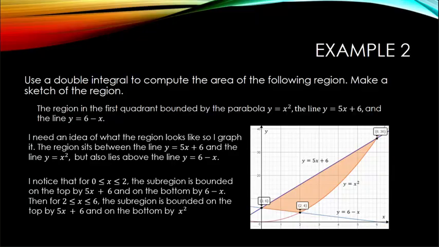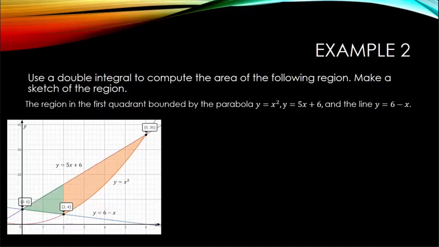This means I'm going to have to break up my integral into two subregions. The subregions will be computing the area in the region from x equals 0 to x equals 2, and then compute the area from x equals 2 to x equals 6, and then I'll add them together.